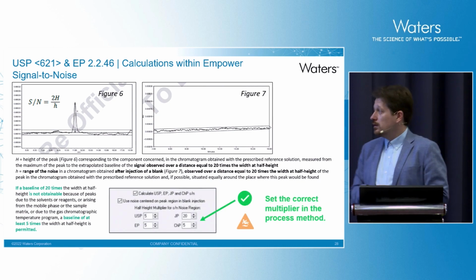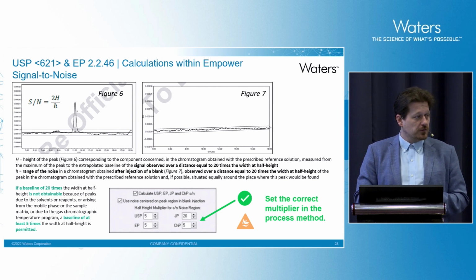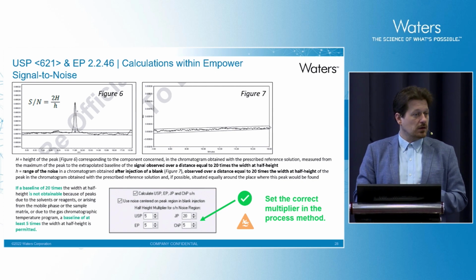In Empower, the width selector has to be changed. The default is 5 when you open a processing method, and this is something to do manually. Please change this to 20 and you're fine.